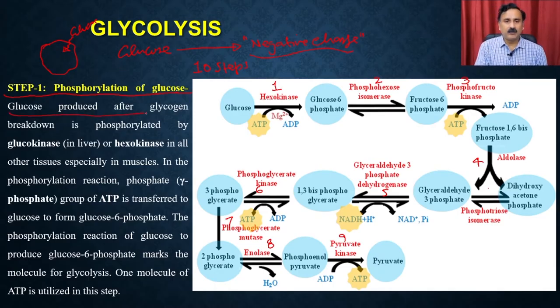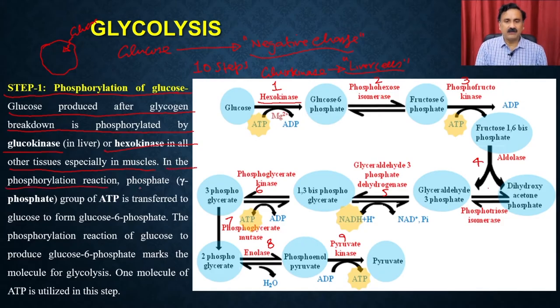Glucose produced after glycogen breakdown is phosphorylated by glucokinase. There are two enzymes involved in glucose phosphorylation. One is called hexokinase, which is present in all other tissues, whereas glucose can also be phosphorylated by another enzyme called glucokinase. Glucokinase is only present in the liver cell, whereas hexokinase is present in all other cells, or rather, hexokinase in all other tissues, especially in muscles.